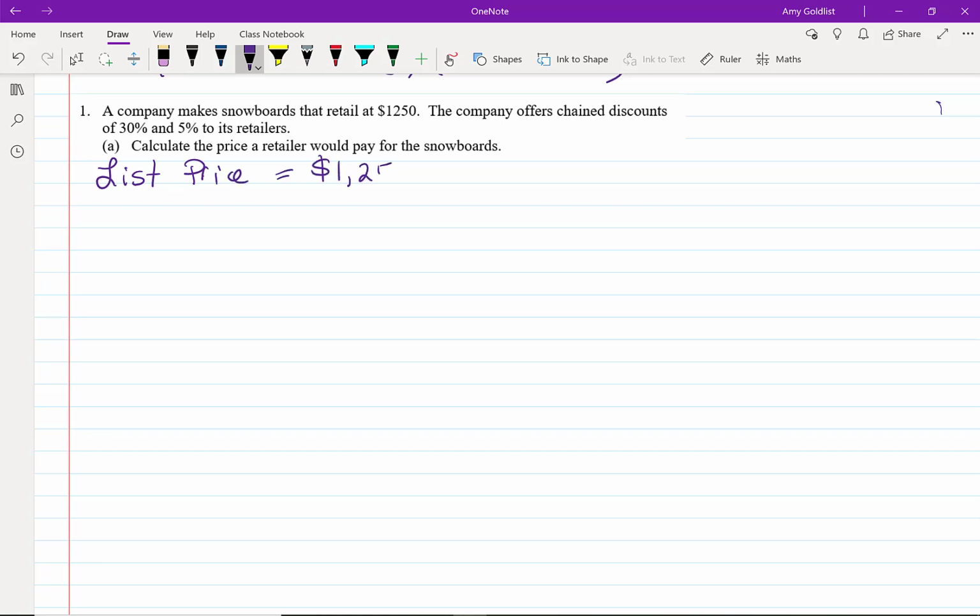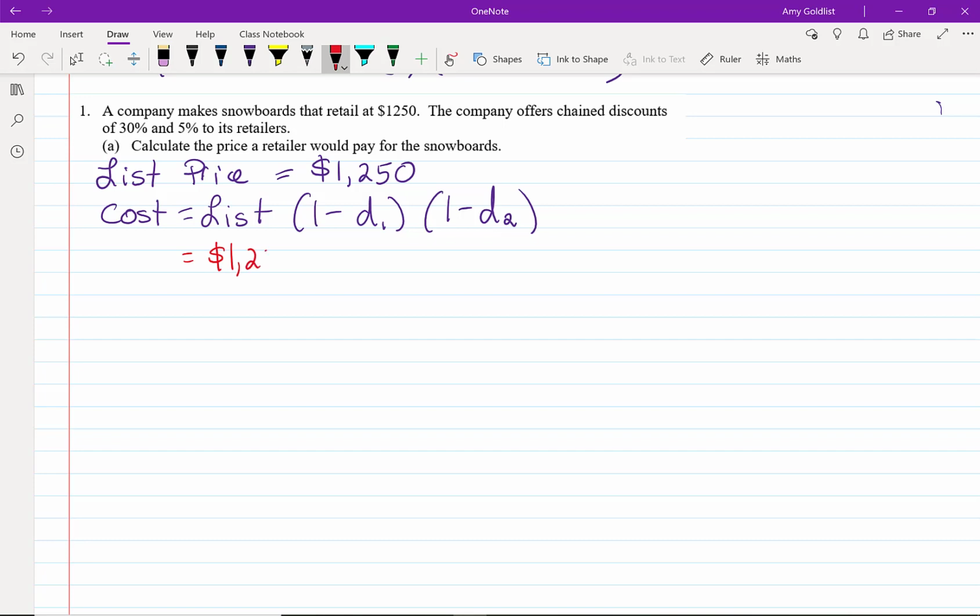Here it's $1,250. Our cost is going to be our list price times 1 minus discount 1 times 1 minus discount 2. And all we have to do is put our numbers in there. Our list price is $1,250, 1 minus 0.30, and 1 minus 0.05.